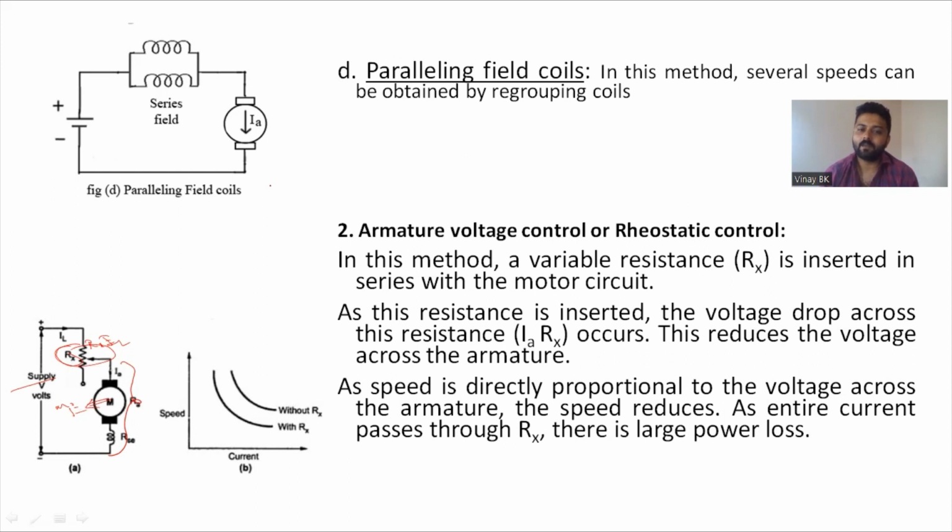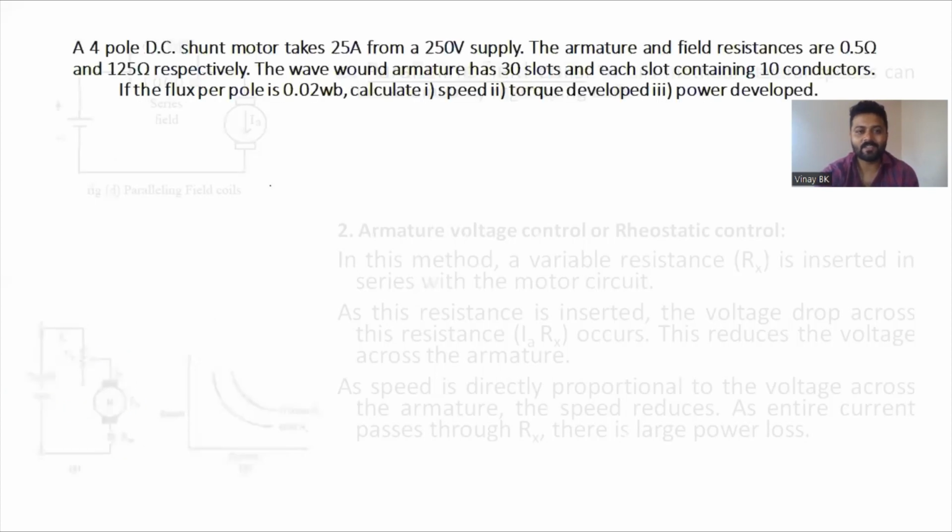And the second one is the armature voltage control method. The circuit diagrams will carry weightage of marks, so don't draw a wrong circuit diagram. If the circuit diagram is wrong and the explanation is right, you'll get 0 marks in the examination. Okay, so look into the next question.